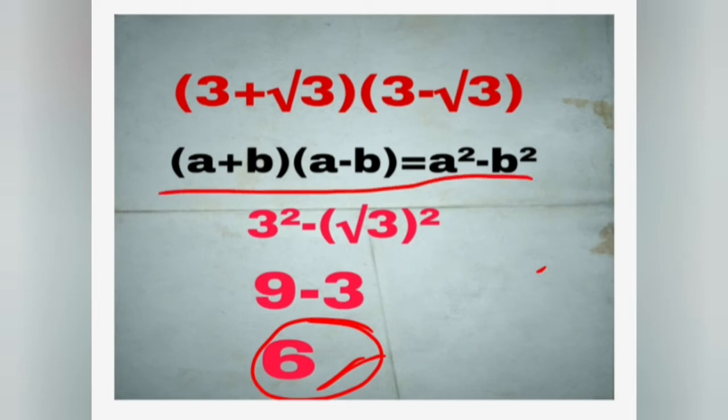If it is not possible to apply the identity, use multiplication of binomial by binomial, which we did in the first question. So that method you apply. But whenever you can apply the identity, you just use that identity. It will make your solution easy.